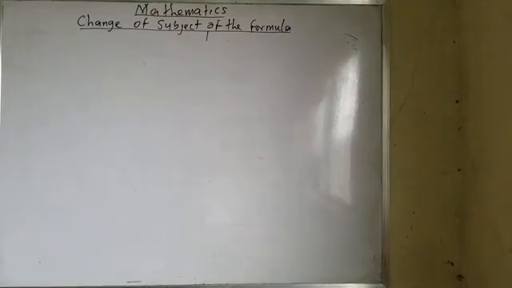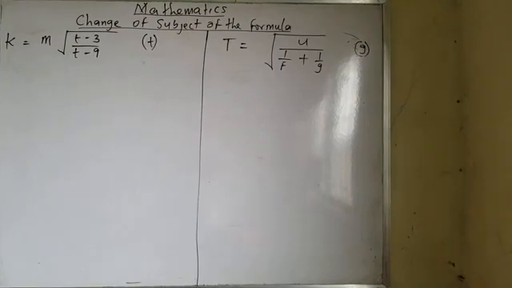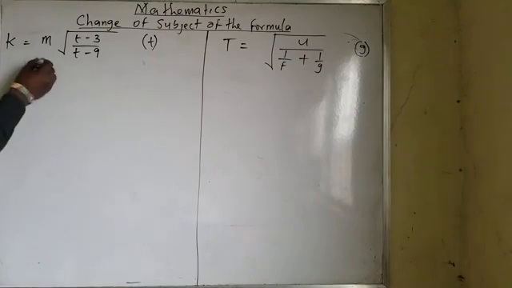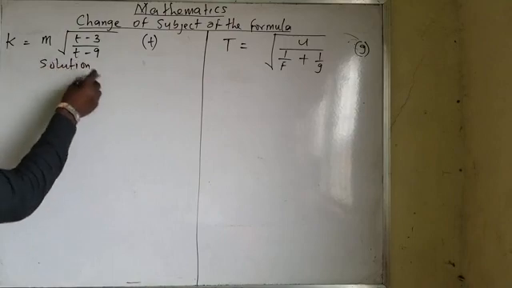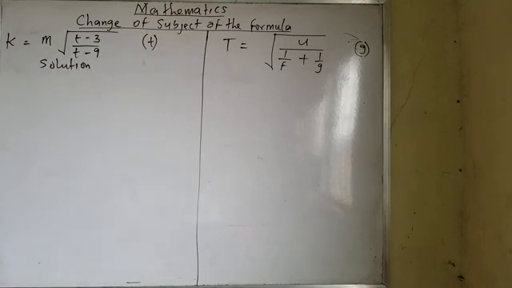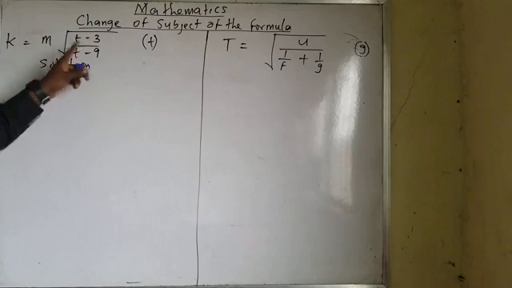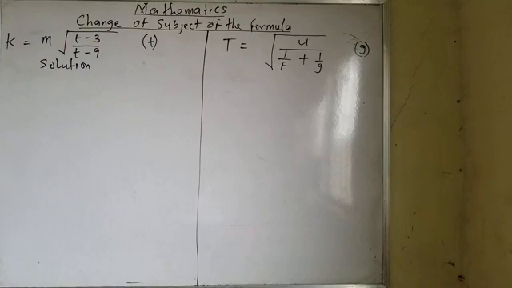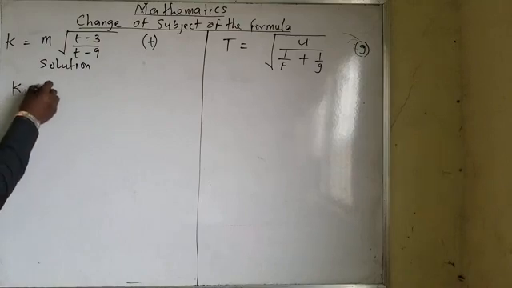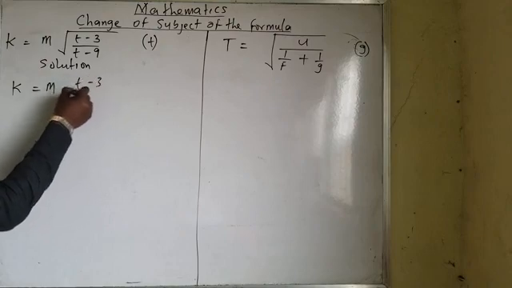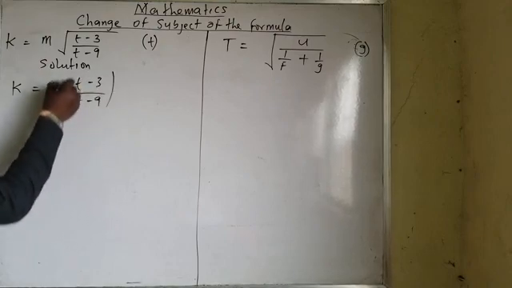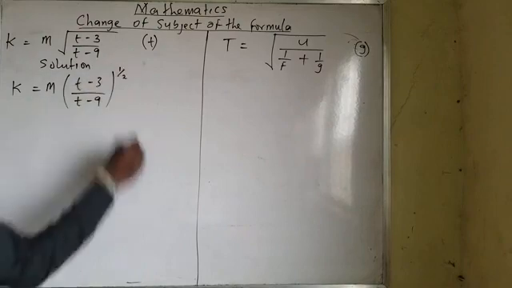Now look at this problem. Also, it's a simple one, and we need to understand it. It's in power form anyway. Do you know that I can write this? You are making T subject here, you are making J subject over there. K equals M bracket of T minus 3 divided by T minus 9. Do you know that I can write this as K equals M times (T minus 3 all over T minus 9) to the power of 1 over 2. Please take note of that very well.